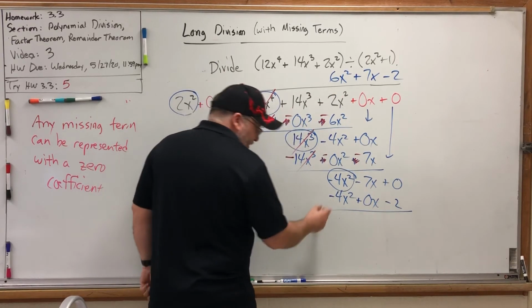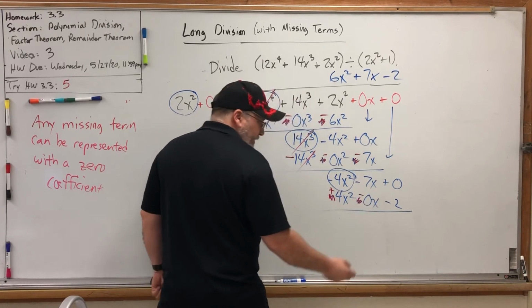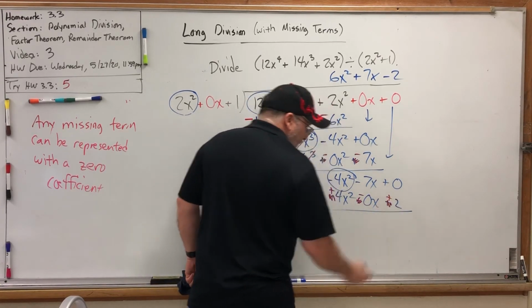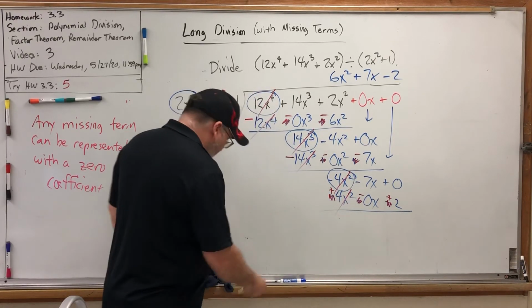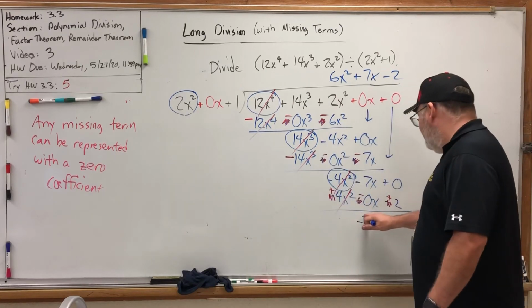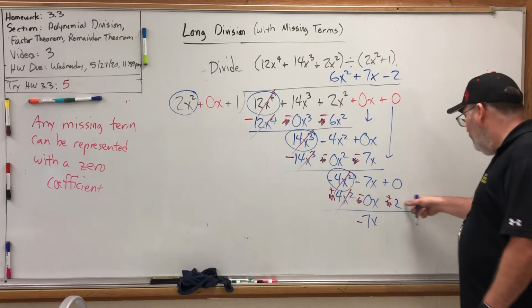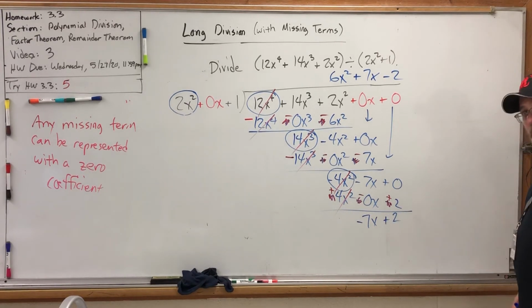Time to change the signs. Negative 4 becomes positive. Positive 0 becomes negative. Negative 2 becomes positive. 4x squareds cancel. That was supposed to happen. Negative 7x and negative 0x is negative 7x. And 0 plus 2 is plus 2. We're out of terms, so we're done with the division.